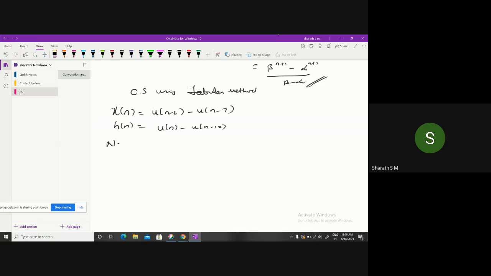To find out, n is equal to n1 plus n2 minus 1, and the starting point of y of n and the ending point of y of n. So x of n is equal to u of n minus 2 minus u of n minus 7. That indicates how many samples we can extract from this signal.